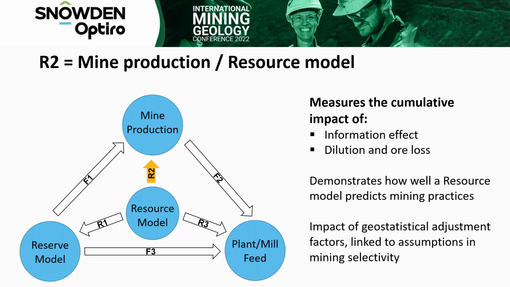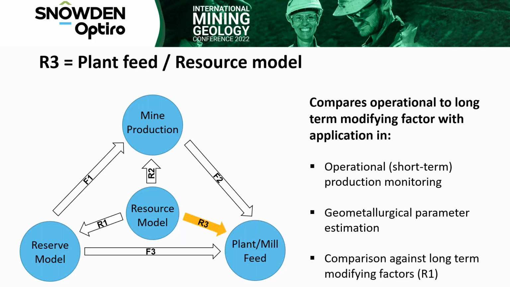You can also see the impact of geostatistical adjustment factors linked to the assumptions in the mining selectivity, and that comes into play with the mine plans as well. Okay, the R3 has a use in planning as it tracks a cumulative operational, or the short-term, production monitoring and those short-term modifying factors for comparison with that long-term planning modifying factor like the R1. So we are looking at how well those planned and unplanned modifying factors are comparing.